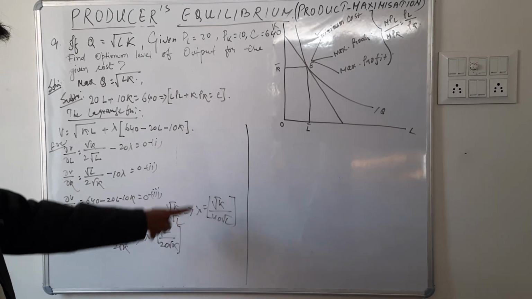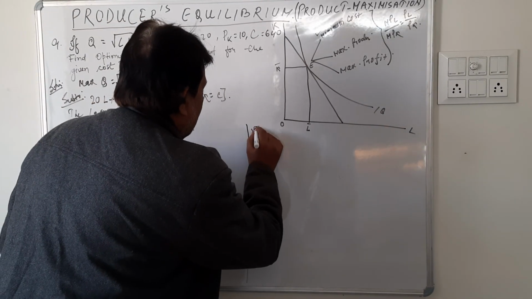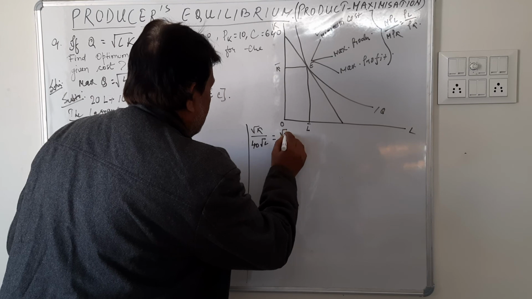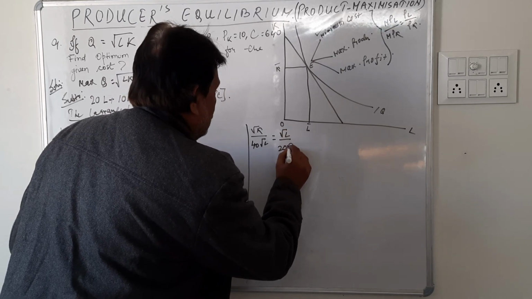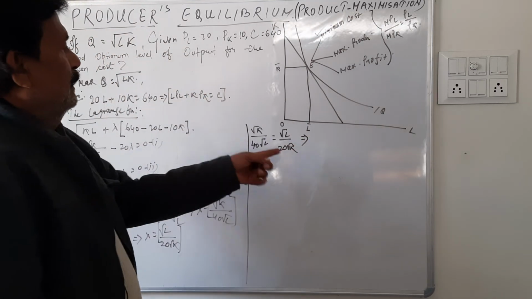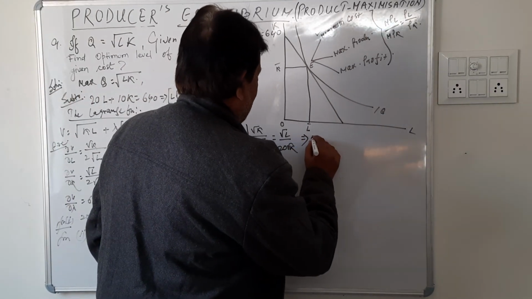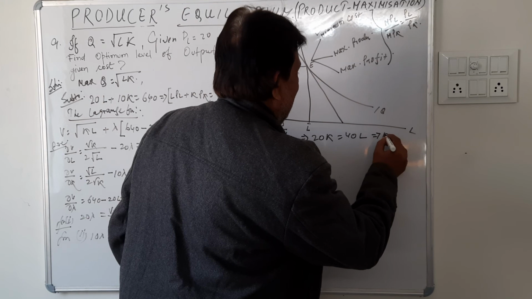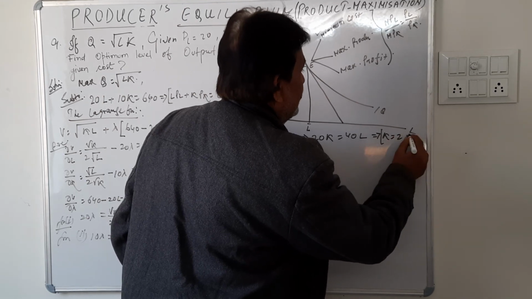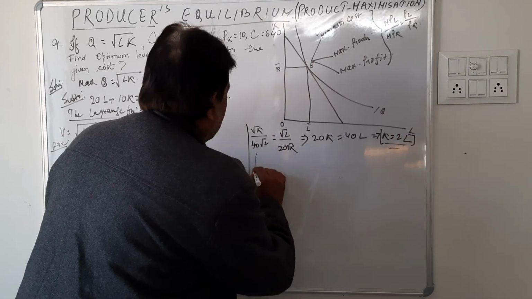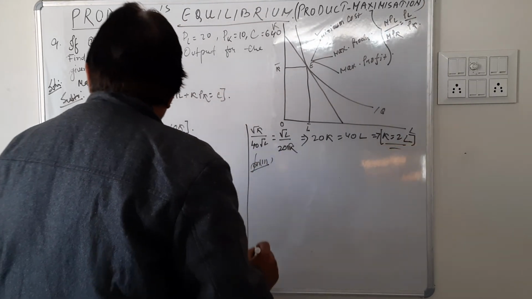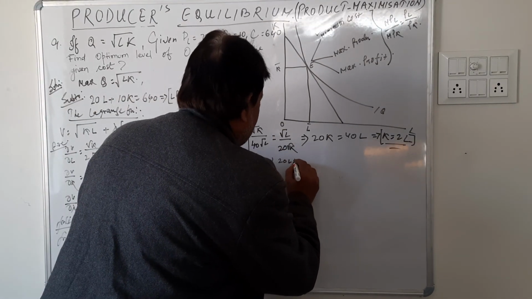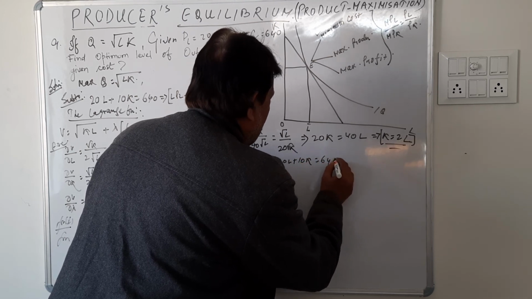By equalizing these two values of lambda, root K by 40 root L is root L by 20 root K. By going cross, we have 20K is 40L, hence K is 2L. This equality has to be put in equation 3. So from 3, here is the third equation. If we change the side, 20L plus 10K becomes 640.